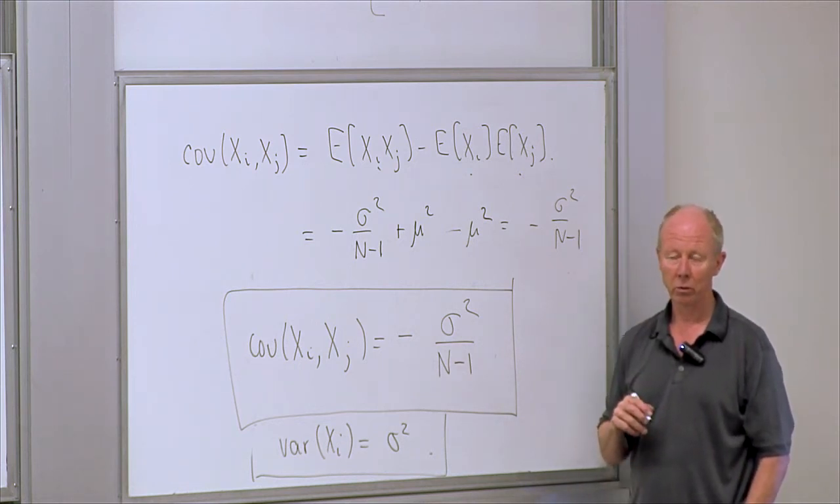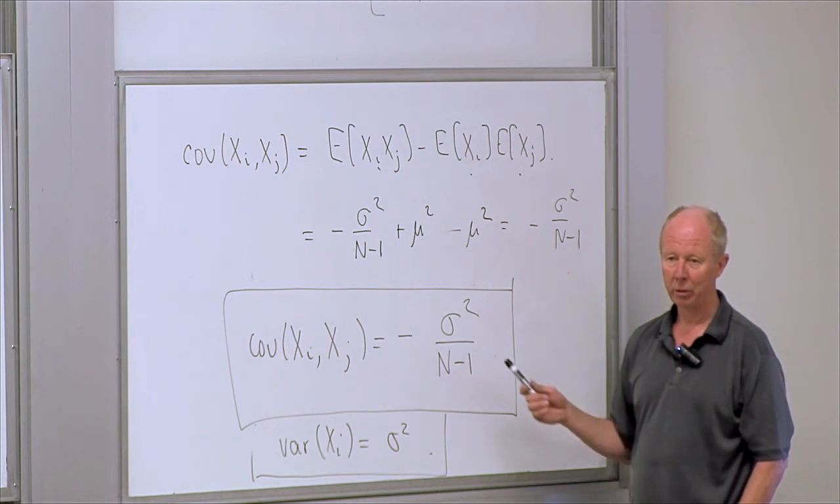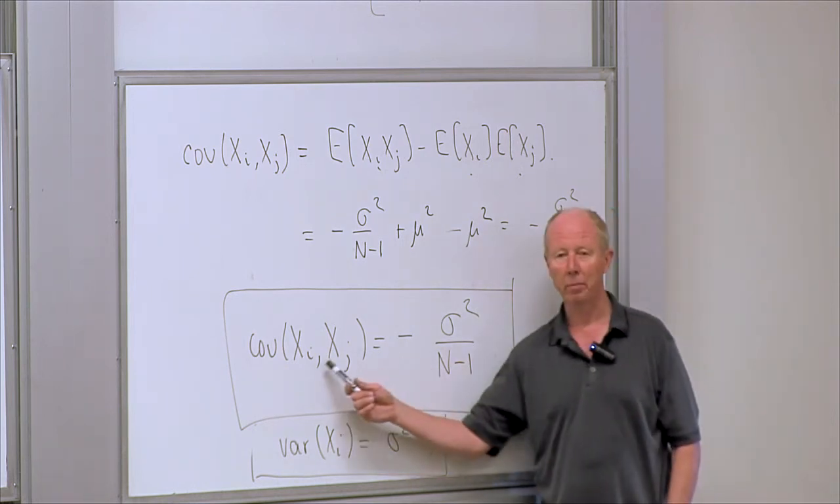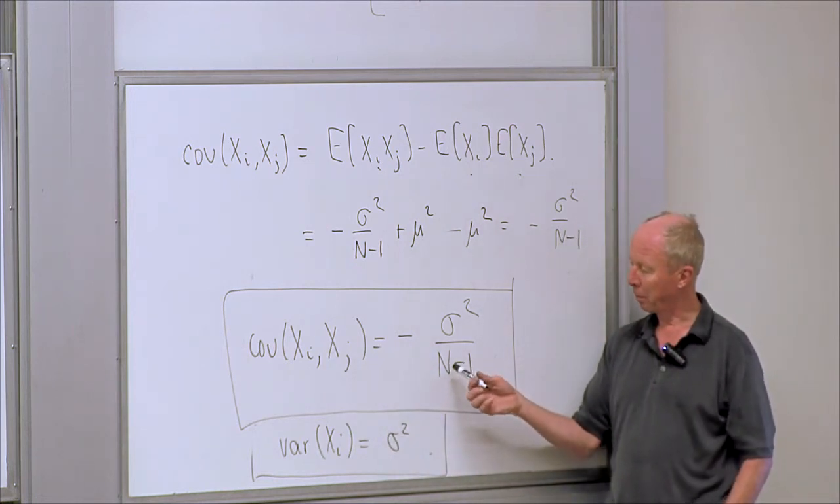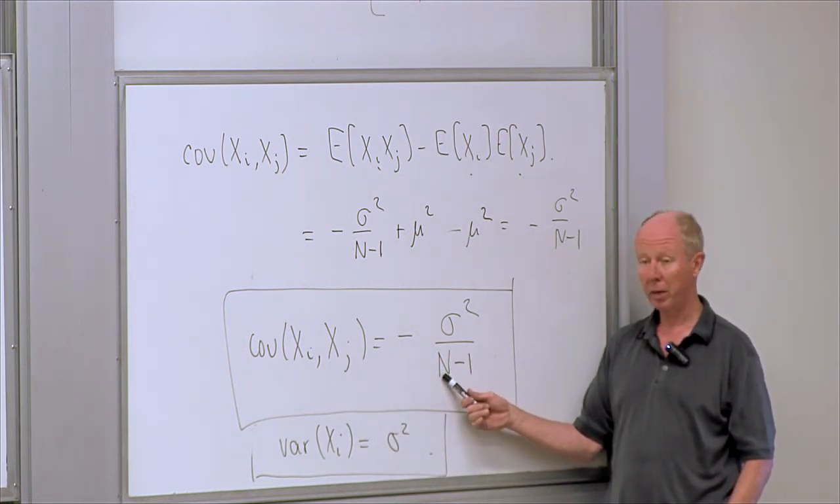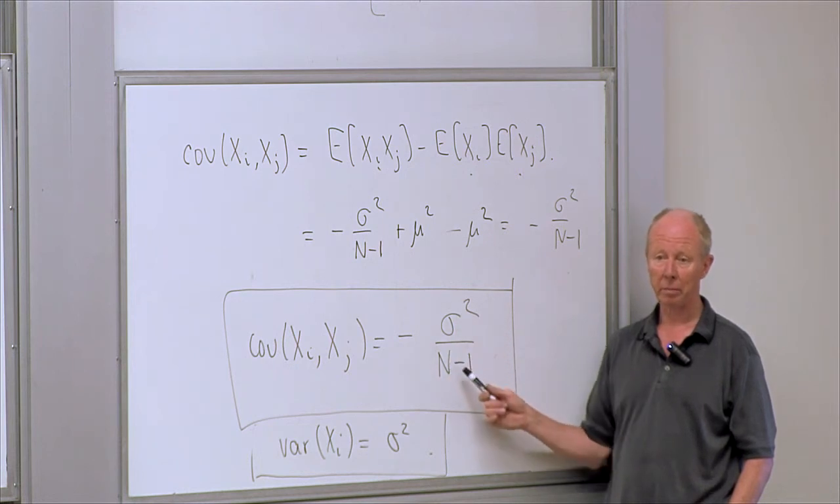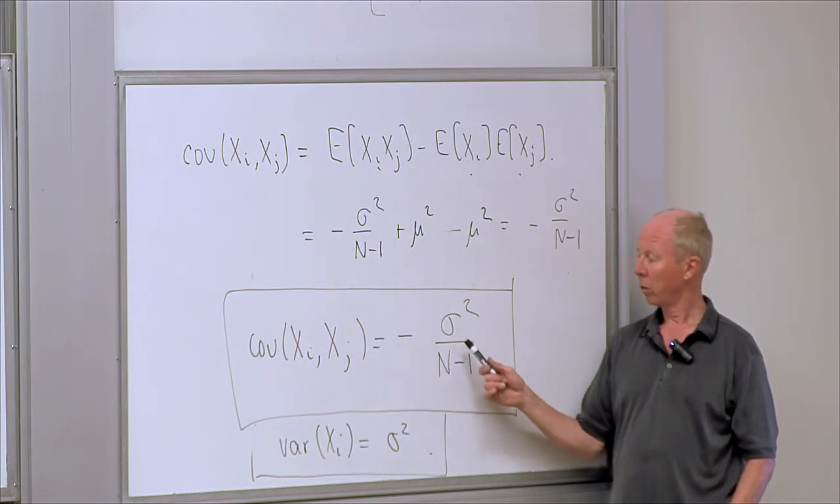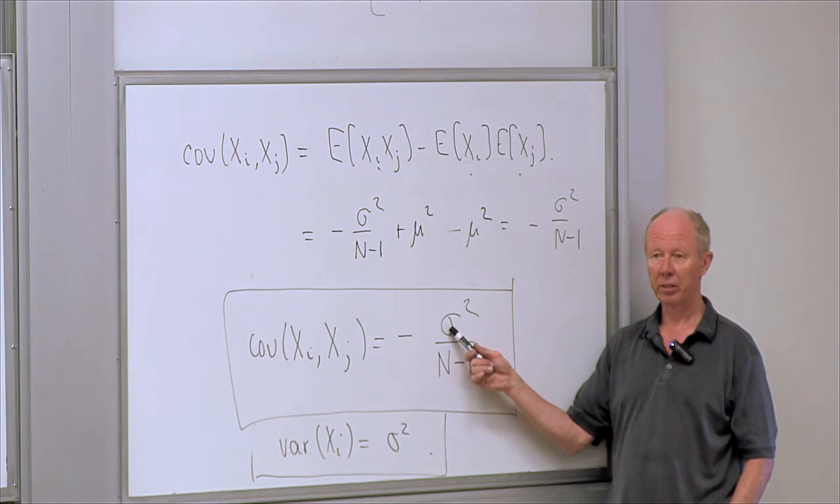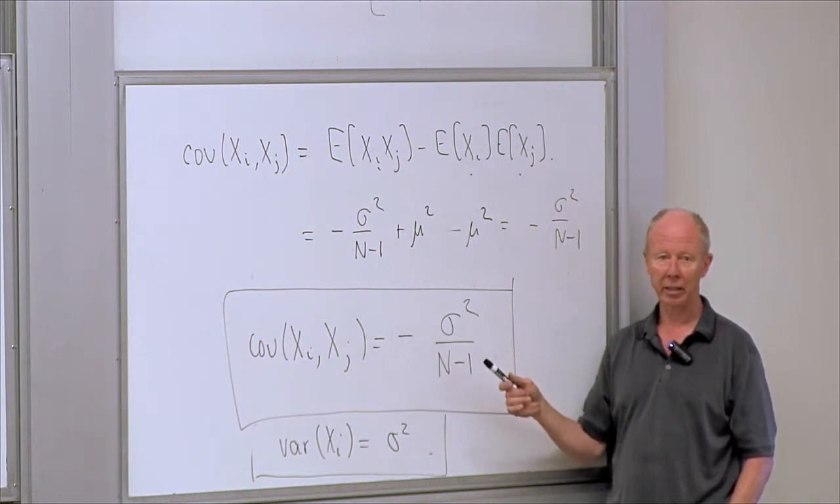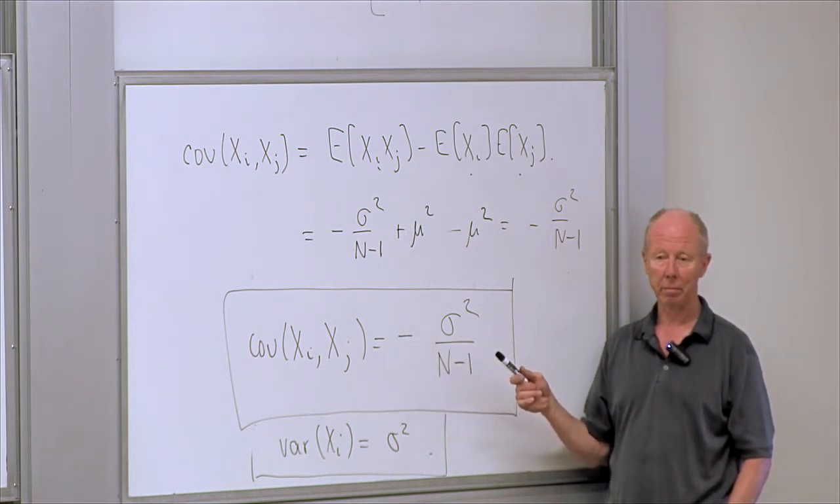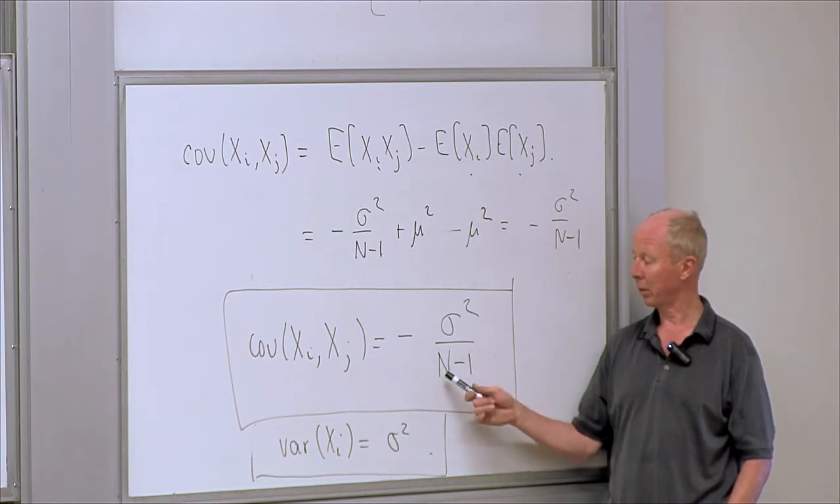So the smaller the population, the more dependent they become. But if capital N is big, this number will be small in absolute value. For a fixed sigma squared, if the population gets bigger, the dependence between xi and xj gets smaller, because this number gets smaller with capital N getting big.